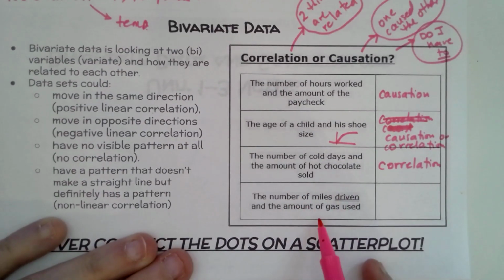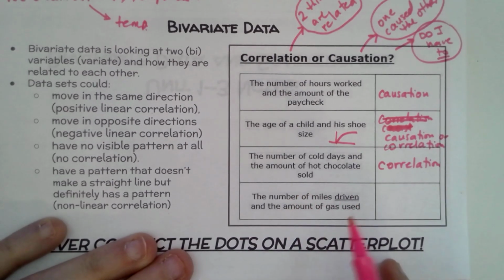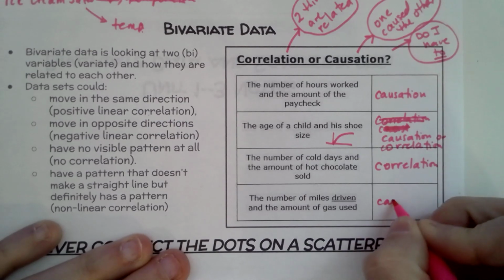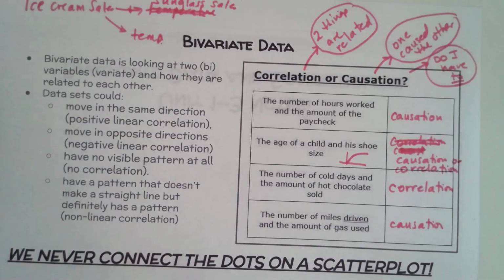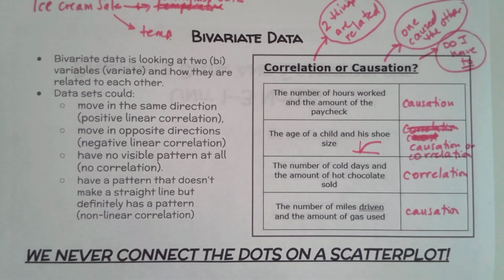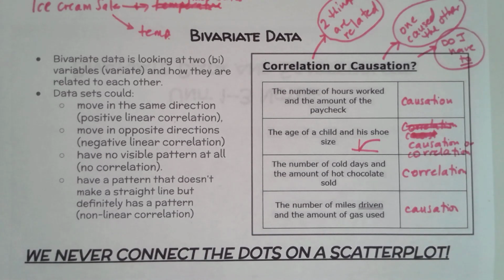Now, the number of miles driven and the amount of gas used. If I drive more miles, am I going to have to buy more gas? Yes, this is causation. So again, "do I have to" is the phrase that you're going to use for correlation and causation. You will see one causation question on your test on Wednesday. Remember the phrase, do I have to?